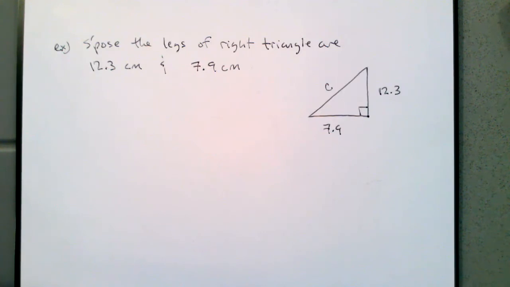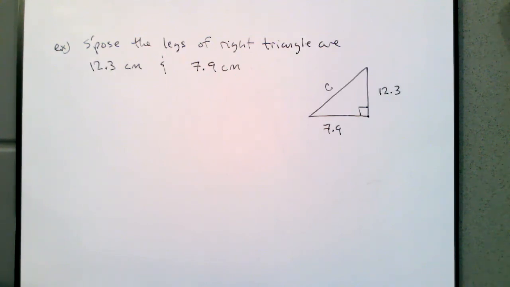So in this case, we notice that we don't know any of the angles. So we're going to have to use inverse trig functions to find the angles. We're also going to notice that the 12.3 and the 7.9 have not been rounded. Here's the good part: we can solve for any one of the three pieces of missing information.